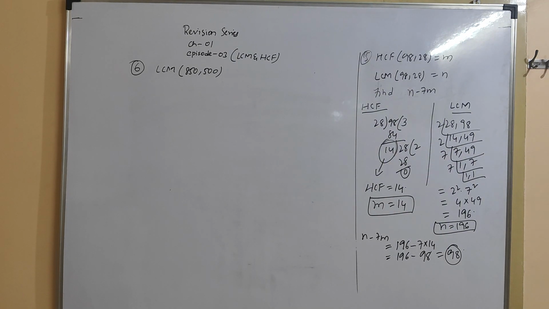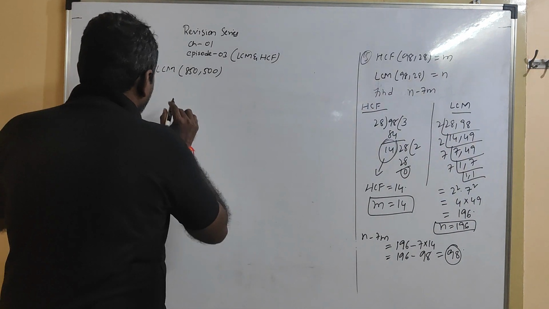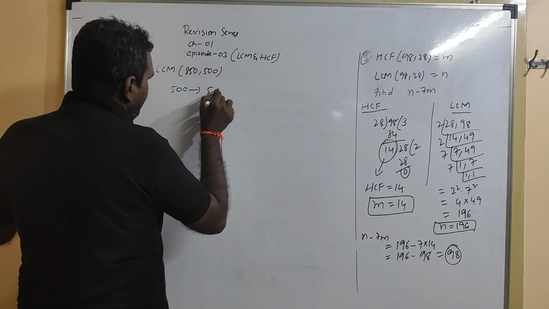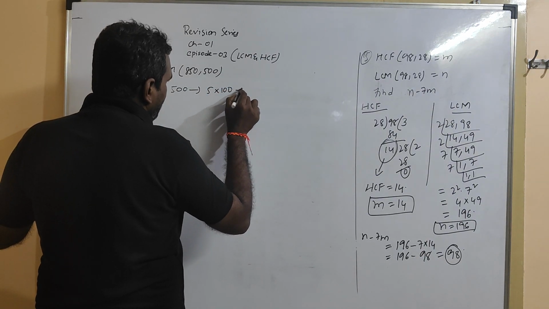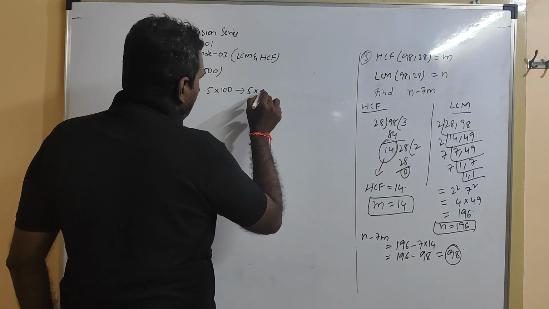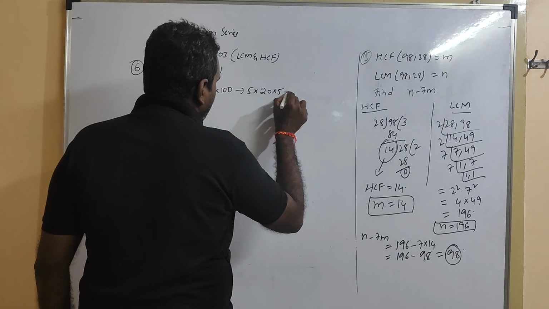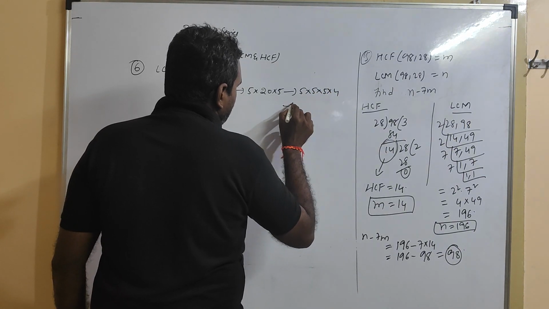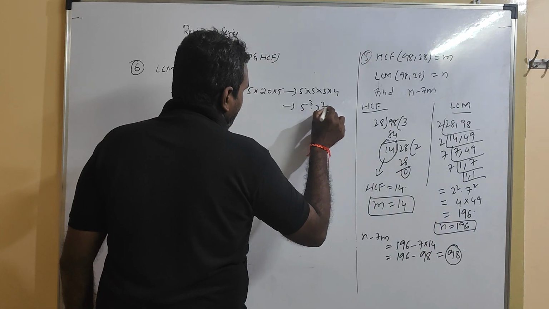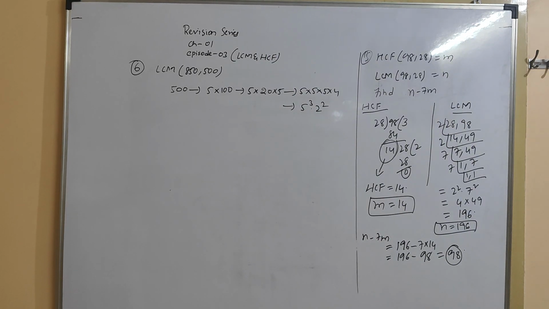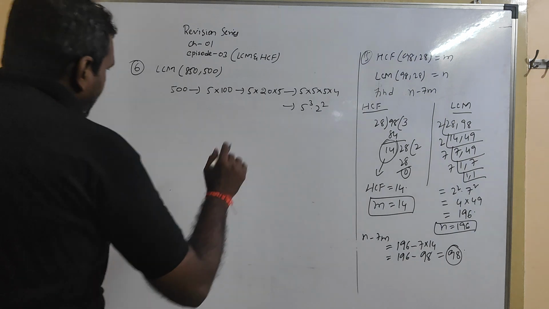See, you can use any method. Here the best way of doing this, the cake cutting method you can also do, but prime factorization is a little better for 500. 5 into 100 I can write, and 100 is 20 into 5, and again this I can write as 5 into 5 into 5 into 4. So I can write this as 5 cube into 2 square, that is 500. 5 cube into 2 square is 500. Clear?